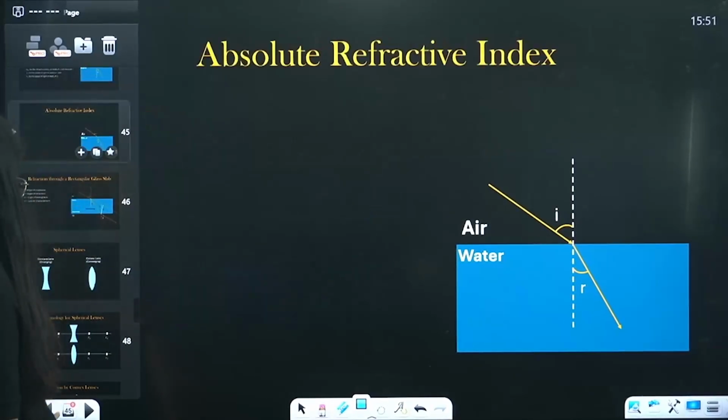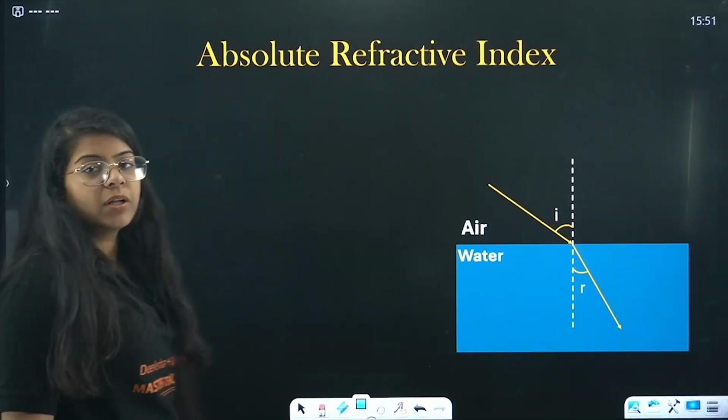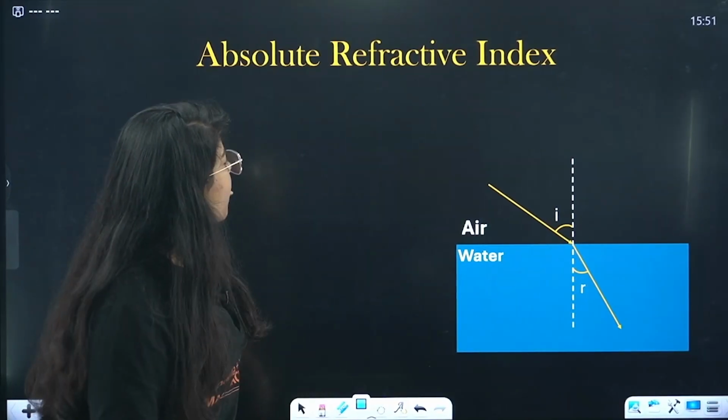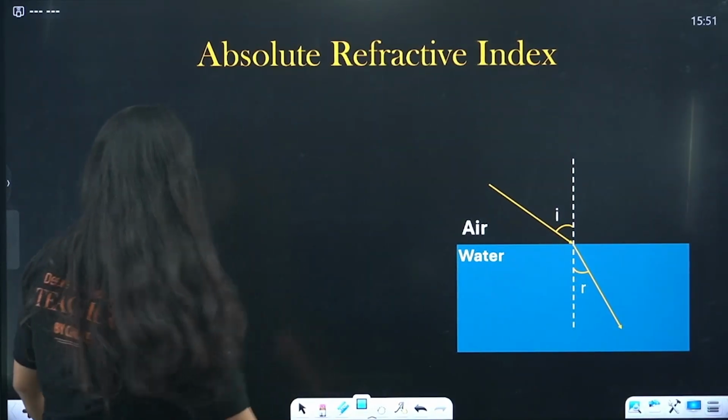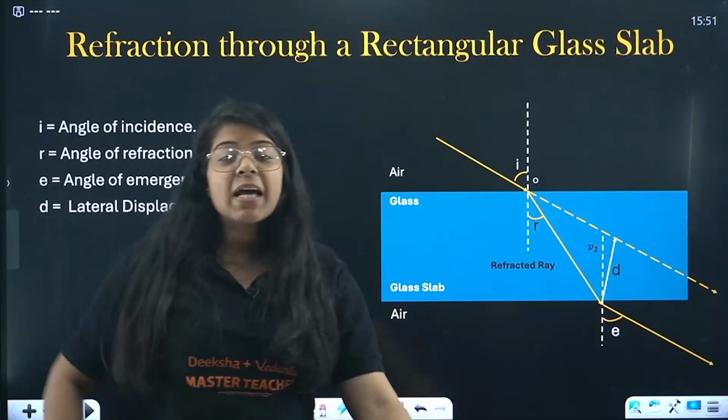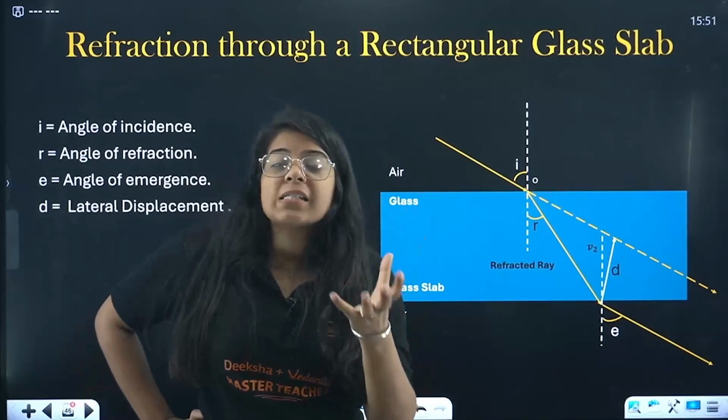Let's do this first. Then we'll talk about refractive index. Very interesting concept. Now, see beta, this was absolute refractive index. Okay, so beta, there's something called a glass slab.